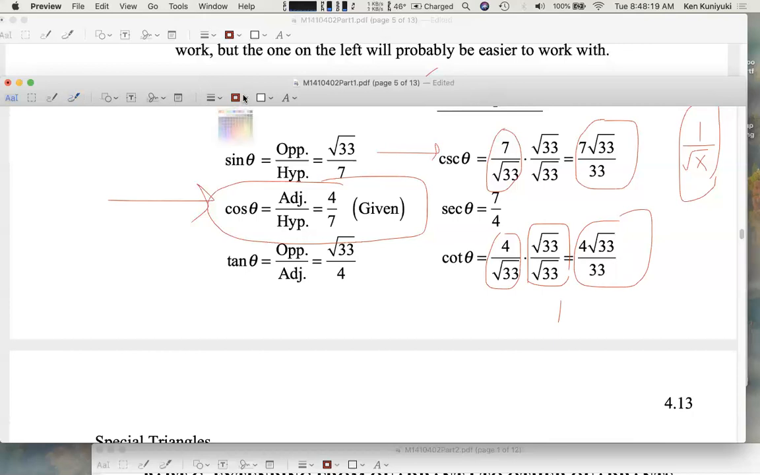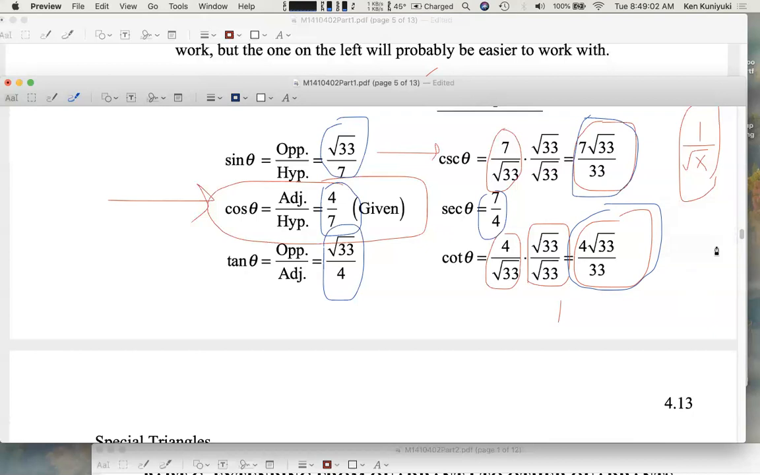So in blue, I'm going to circle our final answers. Sine of theta is root 33 over 7. Cosine of theta, that was given, 4/7. We made it so. Tangent of theta is root 33 over 4. The reciprocals here, cosecant of theta is 7 root 33 over 33. Secant of theta is 7/4. Nice rational number. Cotangent of theta is 4 root 33 over 33. And voila, we have our 6 basic trig values for this acute angle theta. If theta were not acute, it's possible some of these might be negative.